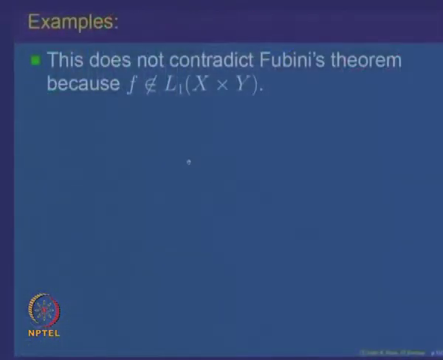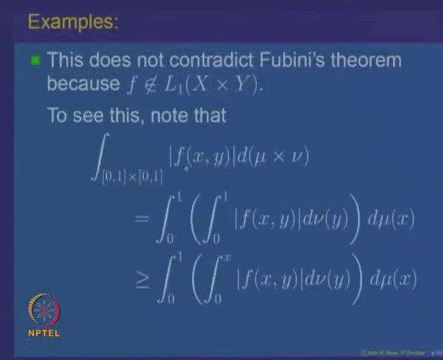Look at the function of two variables. Let us look at mod of f(x, y). This is a non-negative function. So, by Fubini's theorem 1, we know that this is equal to the iterated integral of mod f(x, y) with respect to, say, variable y. We can do this because the integrand is non-negative and x is fixed between 0 and 1. So, we can write the iterated integral from 0 to x, and it will become bigger than or equal to.